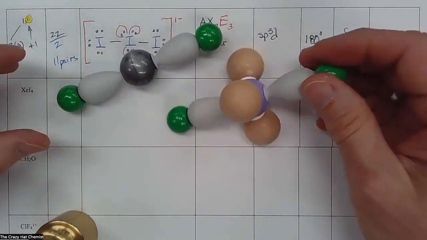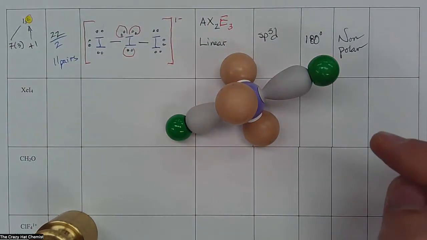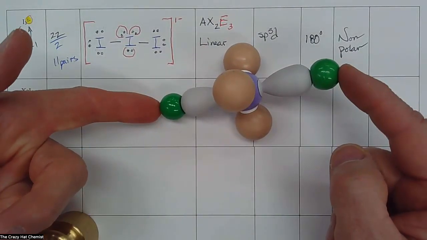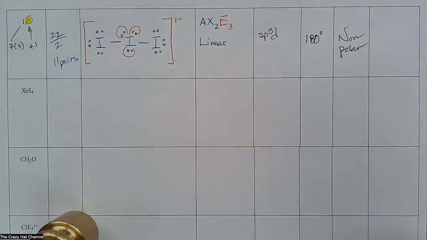And yeah, it's different, but it's similar, right? Because they're both linear, they have the same bond angle, but their hybridization is most certainly different, okay? With this linear structure, you can see that since the iodines are the same, that means that this is nonpolar. All right, fantastic. That one's looking like a fantastic one. We got that one nailed.